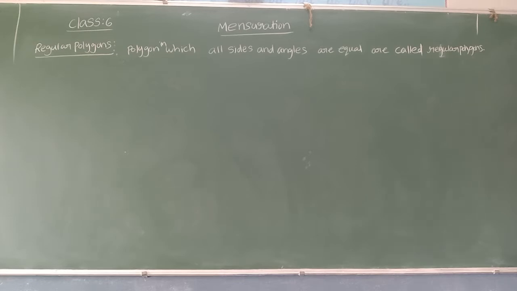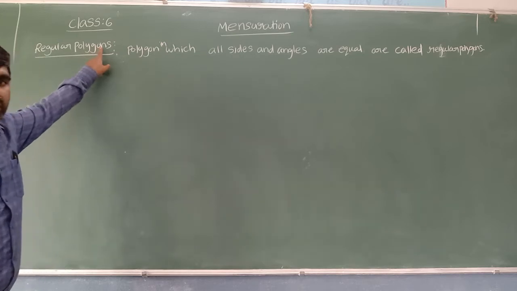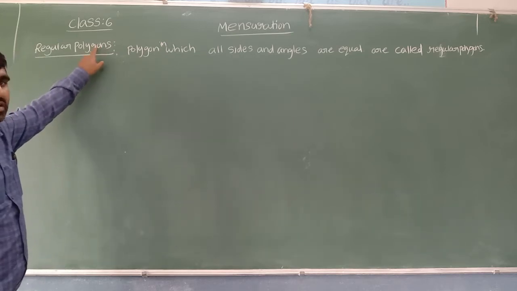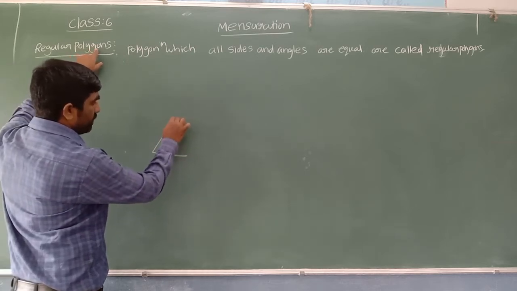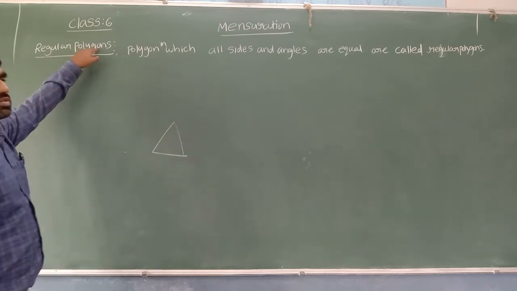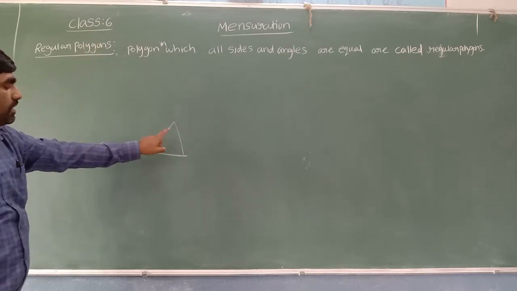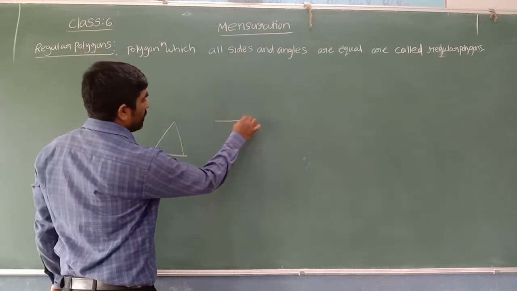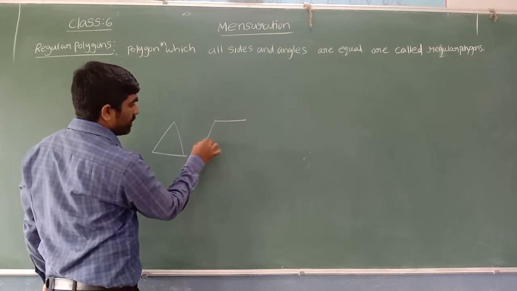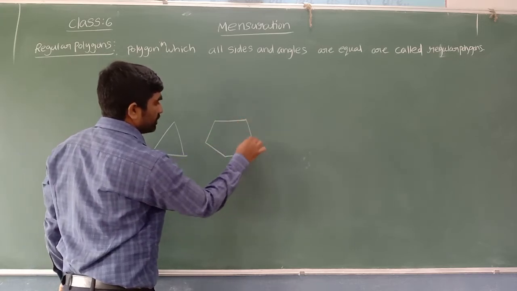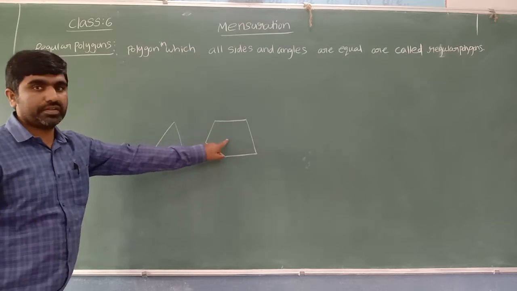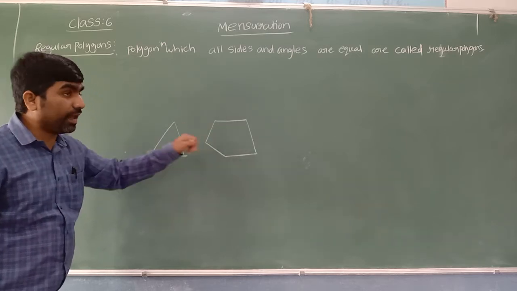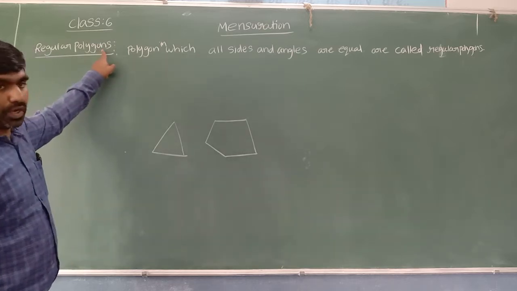Children, now you can see what is meant by regular polygon. First of all, a polygon is nothing but a closed figure bounded by line segments. You can see one line segment, two line segments, three line segments. It is a closed figure bounded by line segments. And you can take one more figure: one line segment, two, 3, 4, 5. This also is a closed figure bounded by line segments. A closed figure which is bounded by line segments is called a polygon.